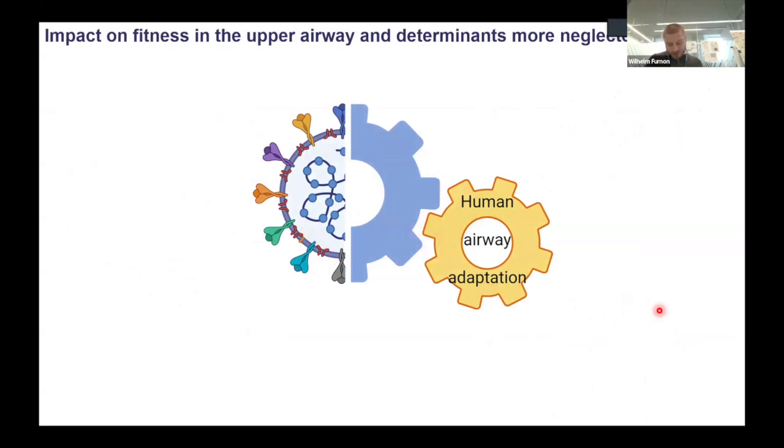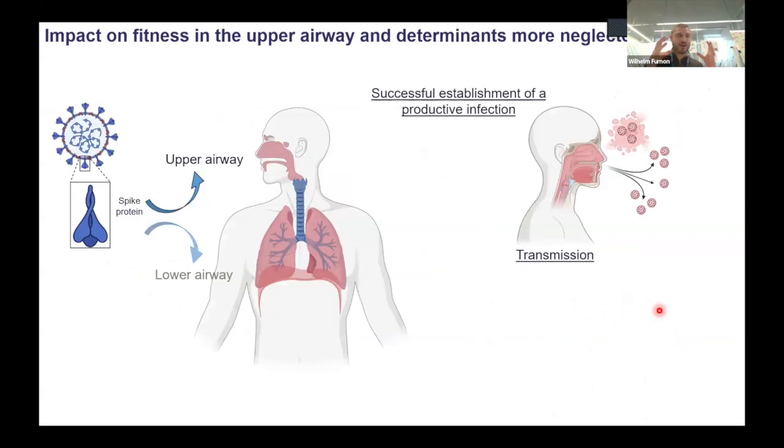So I also mentioned in the introduction that we really wanted to focus a bit more on the human airway, and especially the upper airway, because this is very critical. This is basically where the virus first comes into contact with the host, and that needs to be efficient to establish a successful, productive infection, to replicate in the host, and then later on potentially be transmitted. And we thought that this was slightly neglected, or not investigated enough.